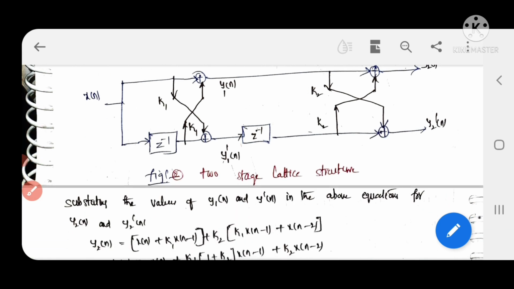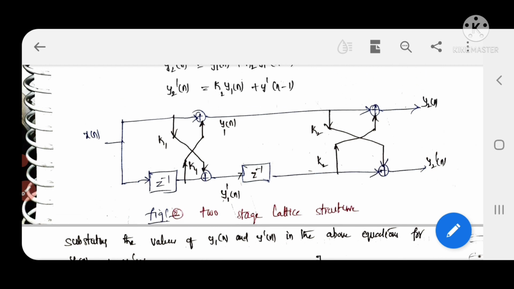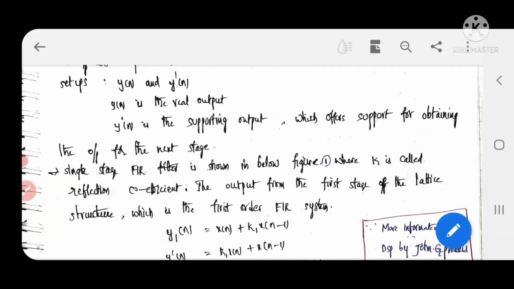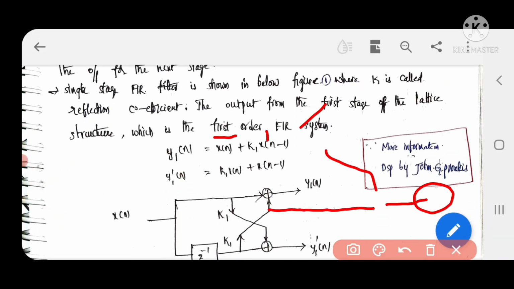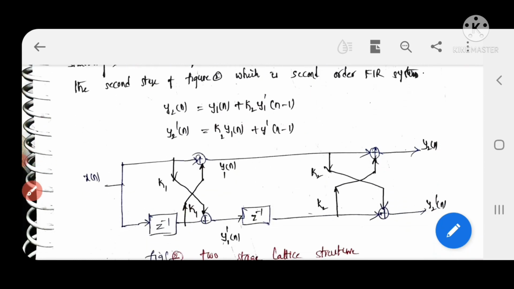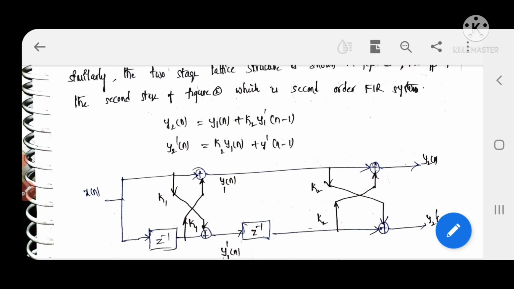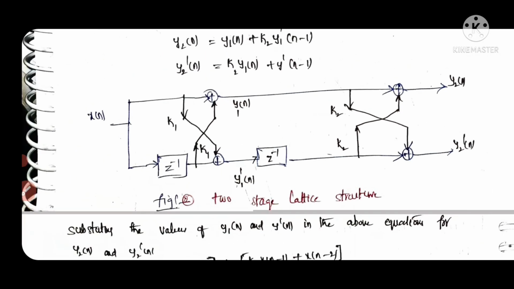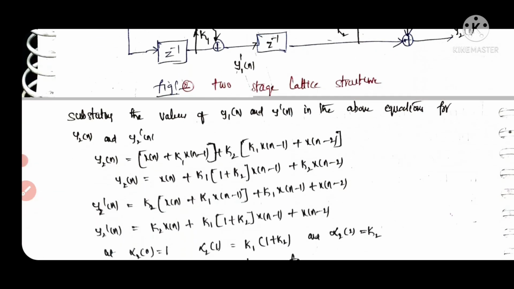This is generally called a two-stage lattice structure. Now we can derive the complete equation. Up to now we have represented y2 of n in terms of y1 of n. In the previous case we know the equations for y1 of n and y1 dash of n. By using y1 of n and y1 dash of n, we can get y2 of n. So y2 of n is equal to this one. y1 of n can be substituted here and y1 dash of n can be substituted here. So substituting the values of y1 of n and y1 dash of n in the above equations for y2 of n and y2 dash of n.